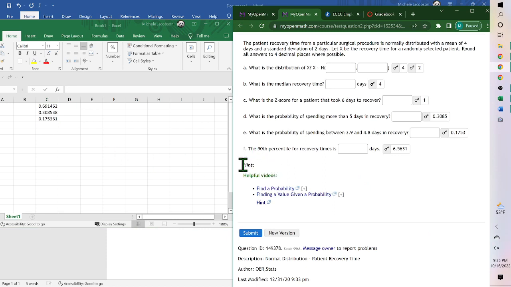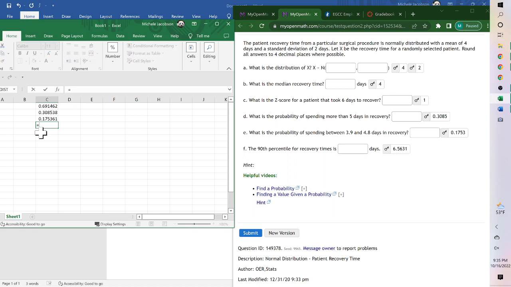The last one is the 90th percentile. What a percentile means is it's telling you percent below. And in this case, we're looking for the value. So instead of normal distribution, you do equals norm, and it's the inverse because we're given the percent. So we put the probability, the percent below, 90th percentile, the percent below is 0.90. And then your mean and your standard deviation. Now on this one, you don't need to hit 1. And we just hit enter. 6.5631.